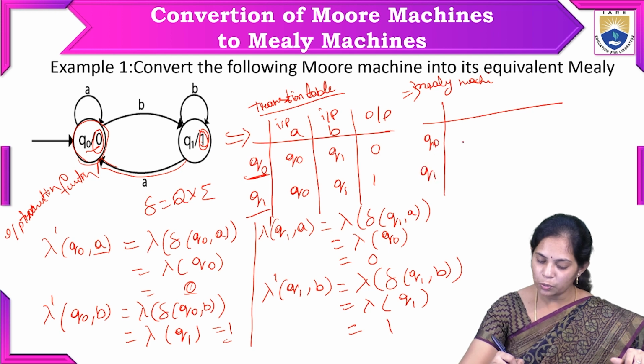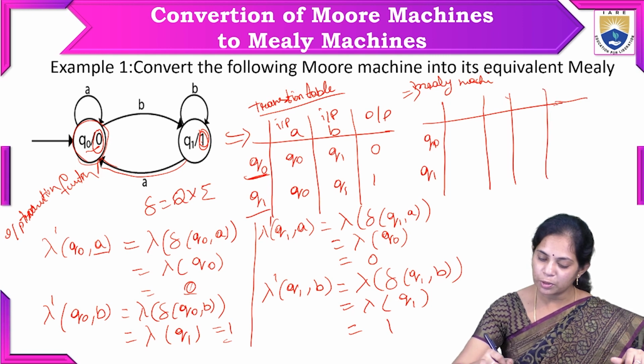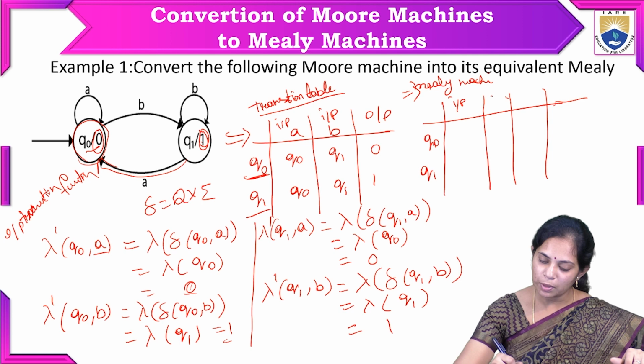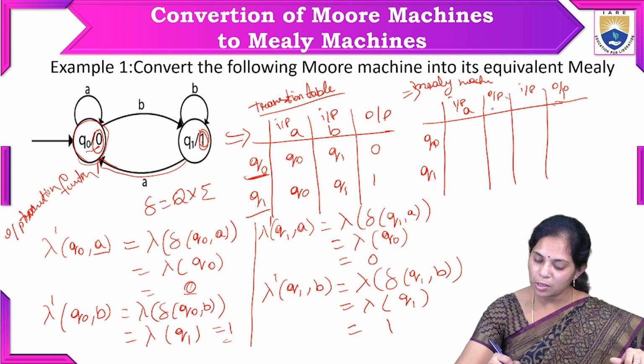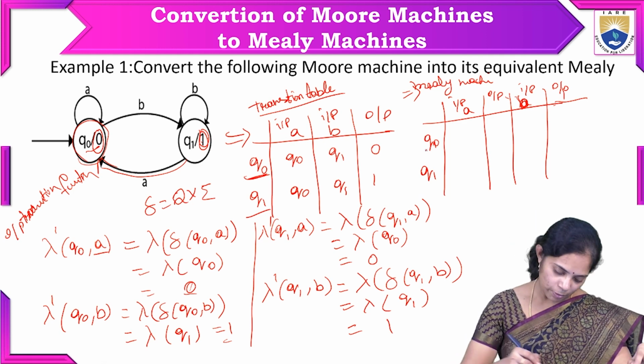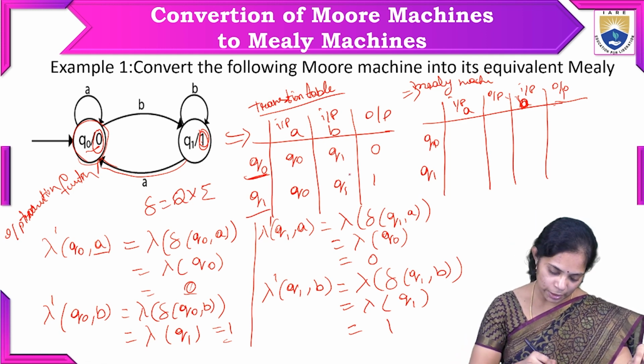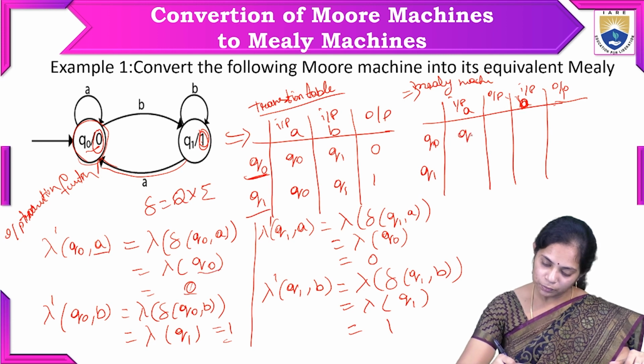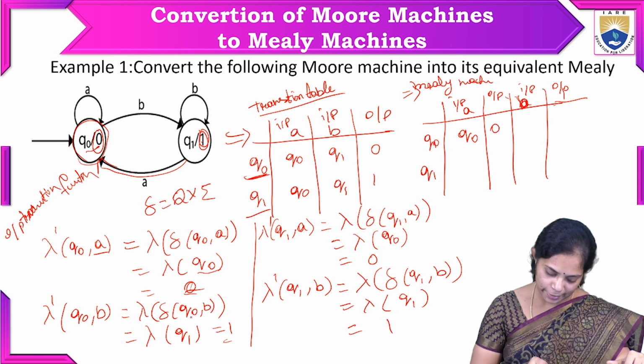Q0, Q1. So here we have to check, for every input symbol, what output symbols we will get. Here it is input symbol, output symbol, input symbol, output symbol. If you give A as an input symbol, what is the output symbol we will get? If you give B as an input symbol, what is the output? From Q0, with A as an input symbol, it goes to Q0, and what is the output? 0. And from Q0 with B as an input symbol, it goes to Q1, and what is the output?